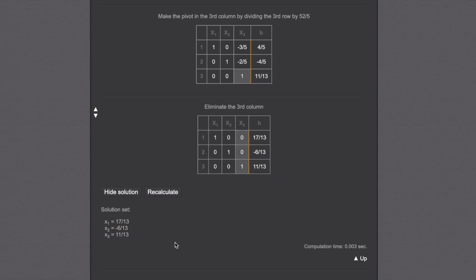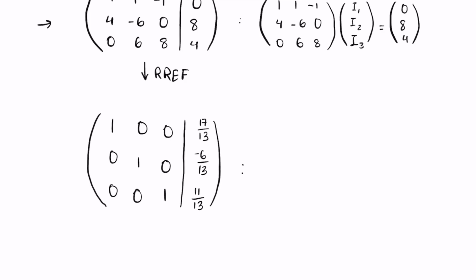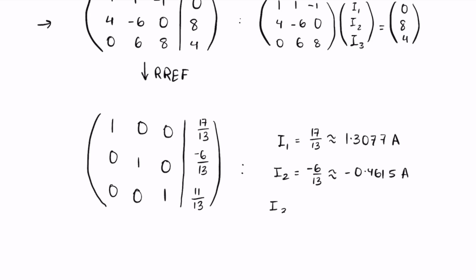And these numbers as x1, x2, and x3 are the exact answers. So current 1 is 17/13, which is approximately 1.3. Current 2 is -6/13, which is approximately -0.46, and current 3 is 11/13, which is approximately 0.846.